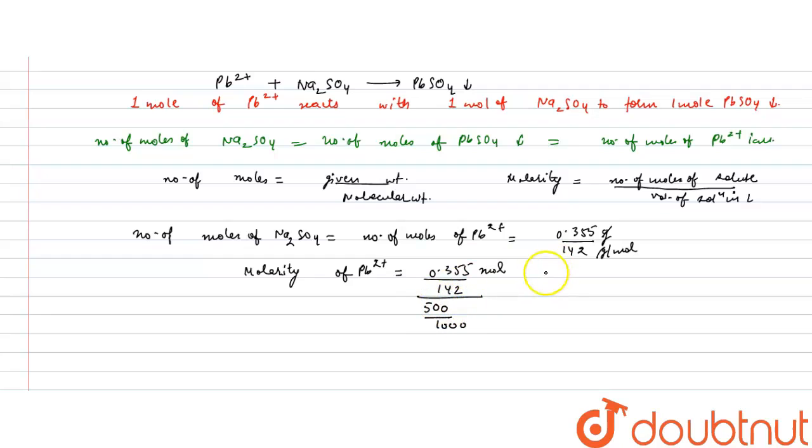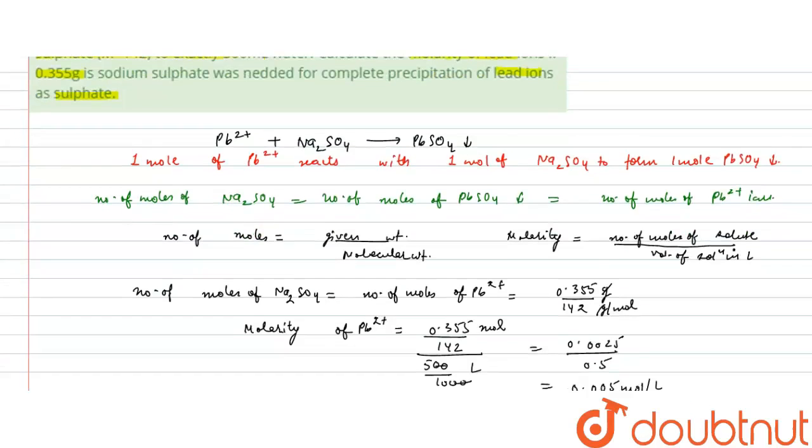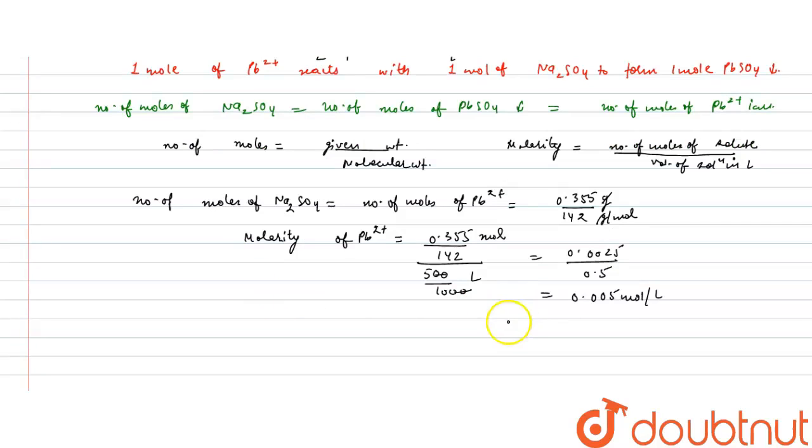Now this is equal to 0.0025 and this is equal to 0.5. So this gives us the molarity of the lead 2 positive ions as 0.005 mole per liter. So the molarity of lead 2 positive ions is 0.005 molar. So I hope you understood the solution.